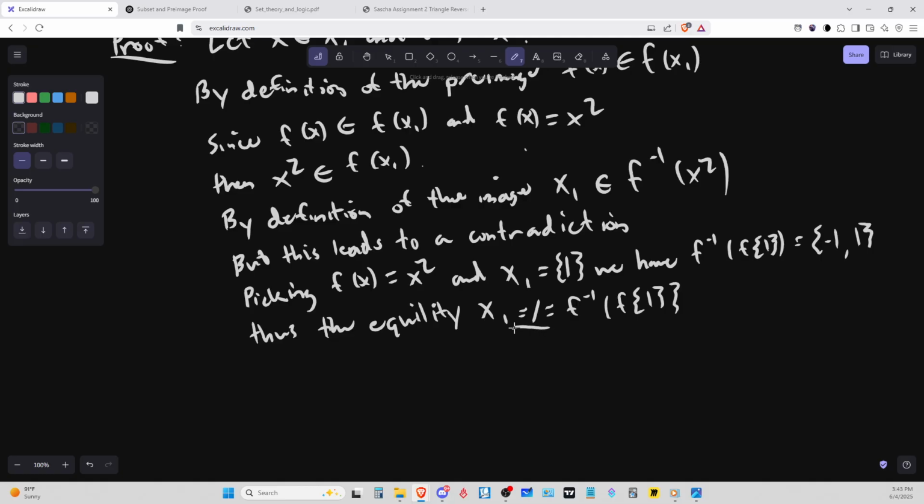I've actually never seen this symbol before. That's interesting. Unless that's supposed to be not equal to, like basically not equal to with a slash.